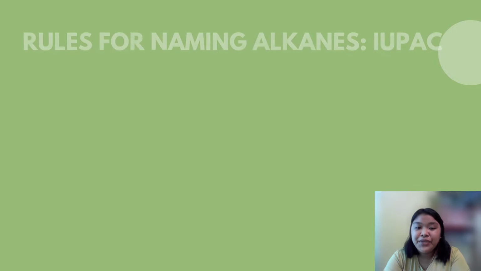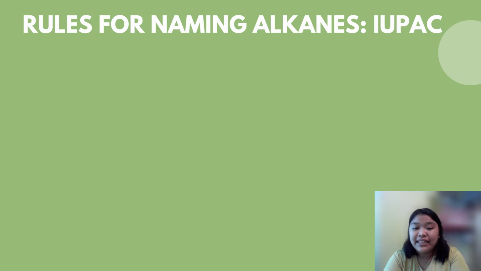So now let's proceed to the rules for naming alkanes. IUPAC. What does IUPAC stand for? According to my research, IUPAC is the International Union of Pure and Applied Chemistry. So, let's proceed to the steps in naming the alkanes.